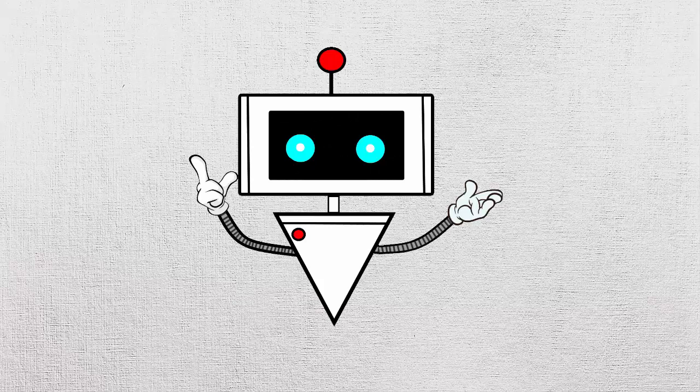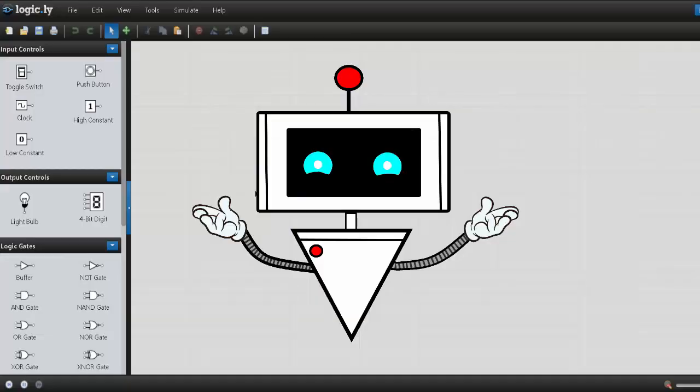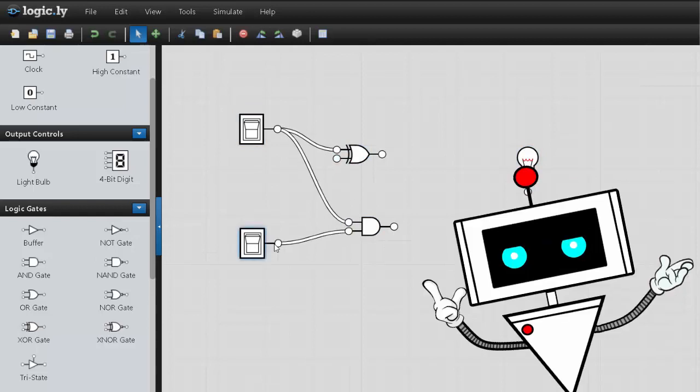Now that you know how they work, you might want to play around with them and try to create some kind of system of your own. Well, fear not, for there is Logically. On this website you can create your own logic circuits for free. I highly recommend it, and I will have it linked in the description.